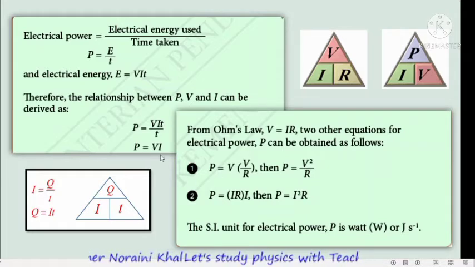From the same formula, P equals VI, using the same Ohm's law, V equals IR, we substitute the value of V. So V equals IR here, and we get the formula P equals I squared R. So from here, how many formulas do we have already? This is the first formula, this is the second formula, this is the third formula, and this is the fourth formula. So it means the formula of power can be derived just by substitution of the Ohm's law equation, V equals IR. From this, we get the SI unit for electrical power is watt or joule per second, joule second to the power of minus 1.